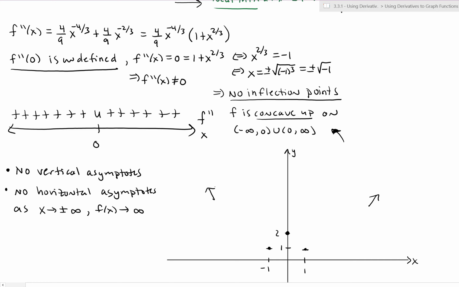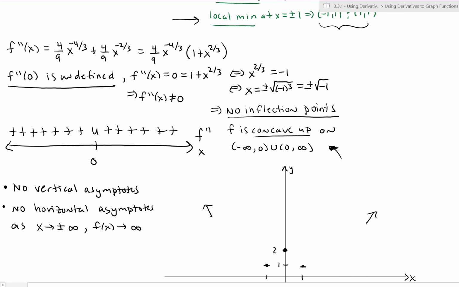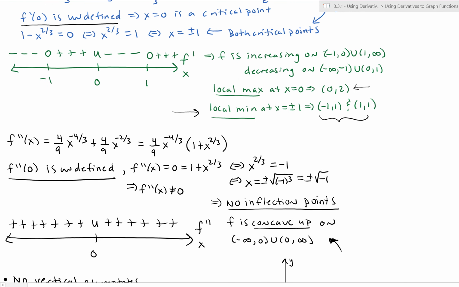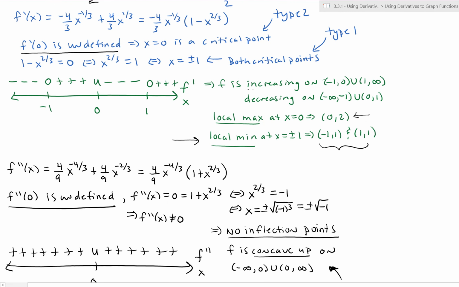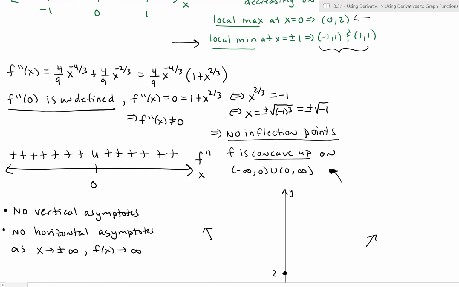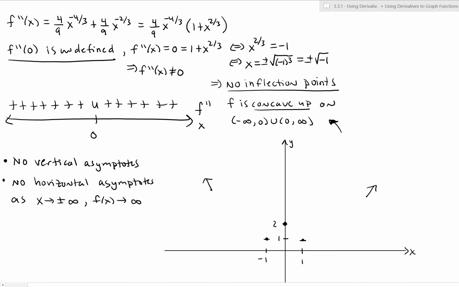So now it's just a matter of, okay, we know it's concave up everywhere excluding at x is 0. So what's up with the increasing decreasing part? The function's going to be increasing from negative 1 to 0 and also 1 to infinity. And we have to be concave up. So from negative 1 to 0, concave up and increasing. From 1 to infinity, concave up and increasing.